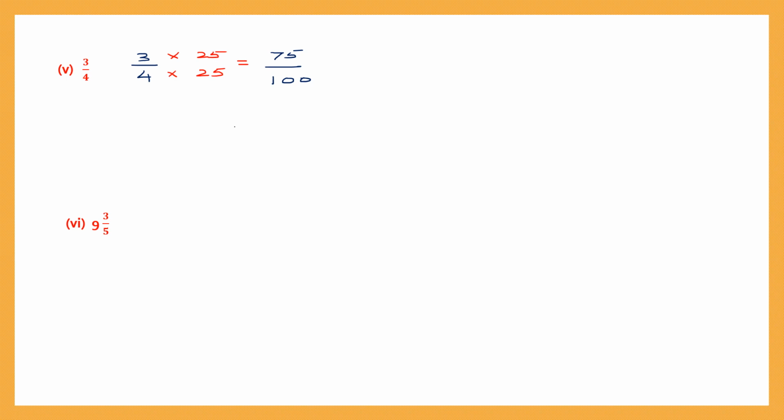Now let's make it a decimal number. We're going to write 75 and in the denominator there are 2 zeros. So we're going to move 2 places to the left and put the point. So what do we have now? 0.75. This is one way of doing it. The other way is doing normal division.